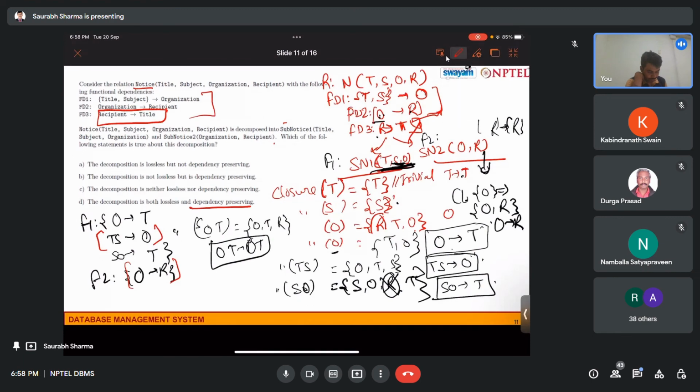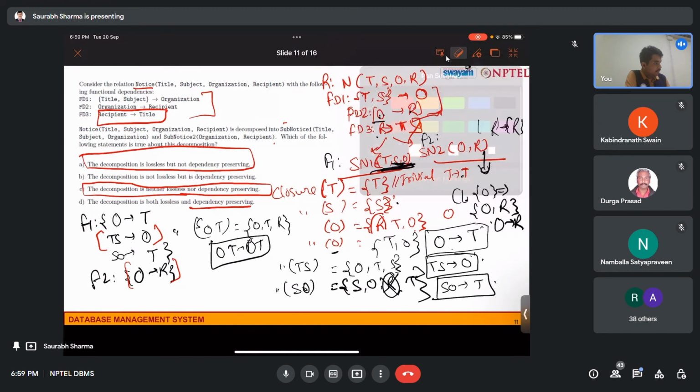So we have now two options left, C or A. So for whether the decomposition is lossless, for lossless decomposition there is a condition that at least one of the functional dependencies should be in the closure of the functional dependencies.